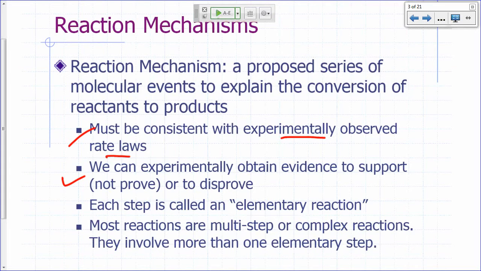So, in other words, we can experimentally obtain evidence to support our mechanism, okay, but we cannot prove a mechanism. All it takes is one piece of experimental information that's inconsistent with the mechanism we're proposing, and we have to throw it out or modify it. So it's easy. You can disprove a mechanism, but what you do is collect a whole bunch of experimental observations, and so come up with a mechanism that's consistent with a lot of experimental observation, which will give you a lot of confidence in your proposed mechanism.